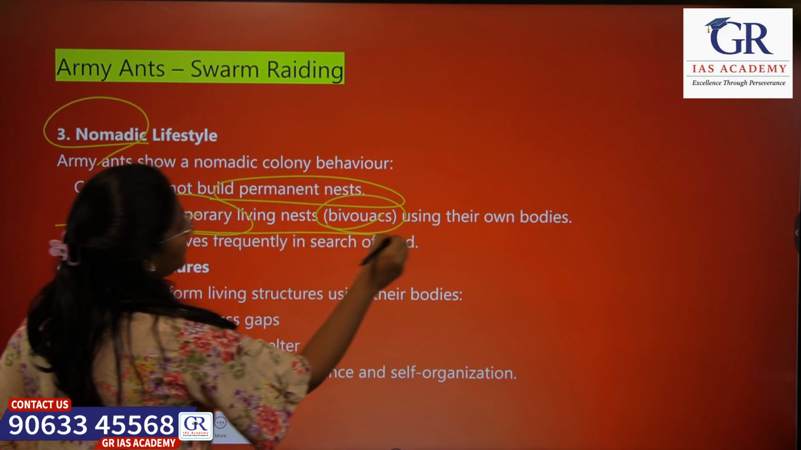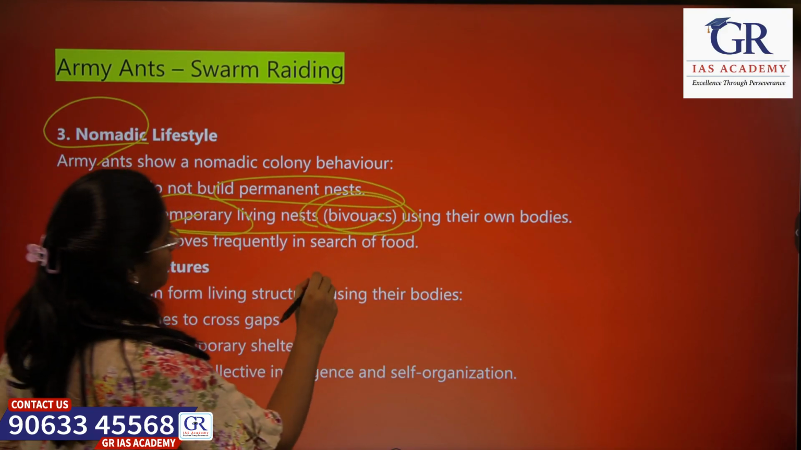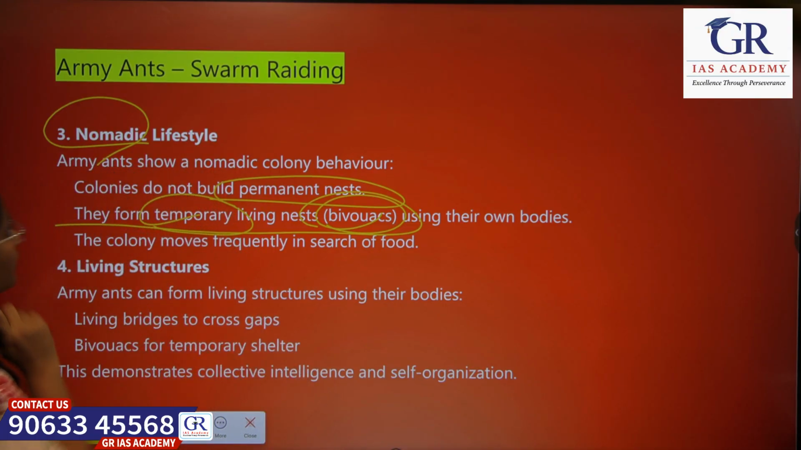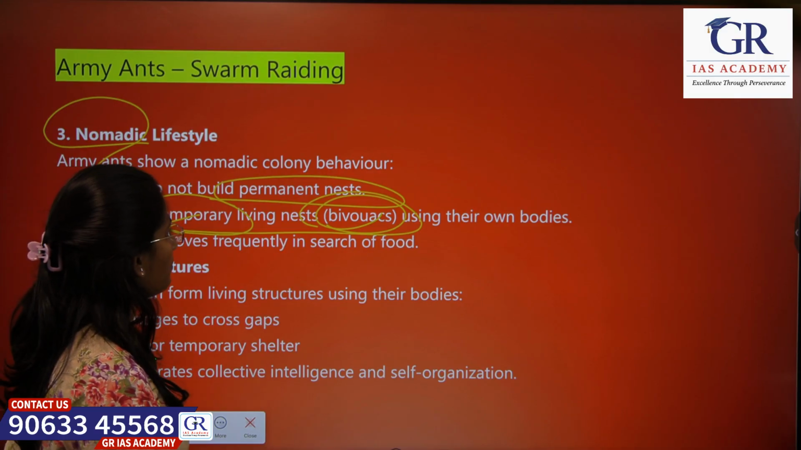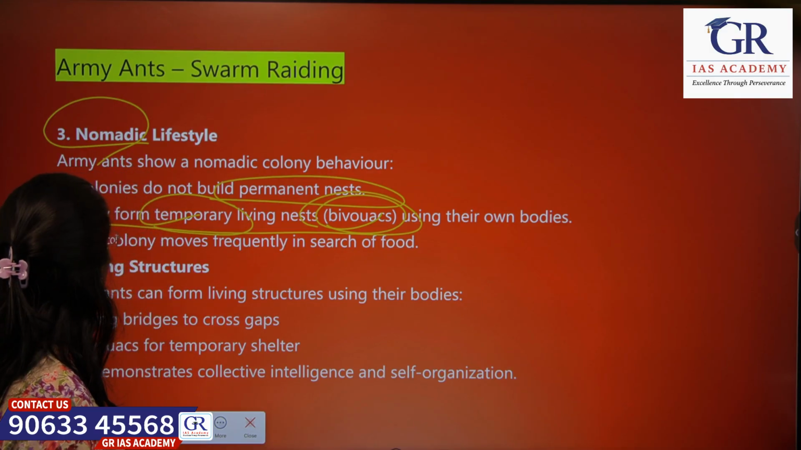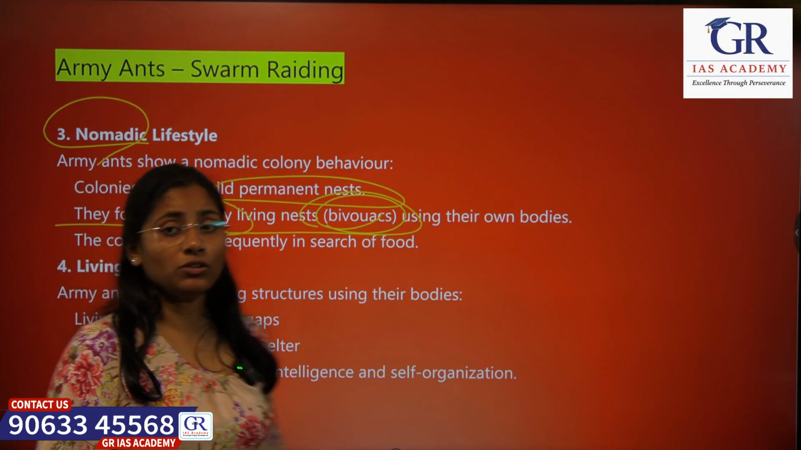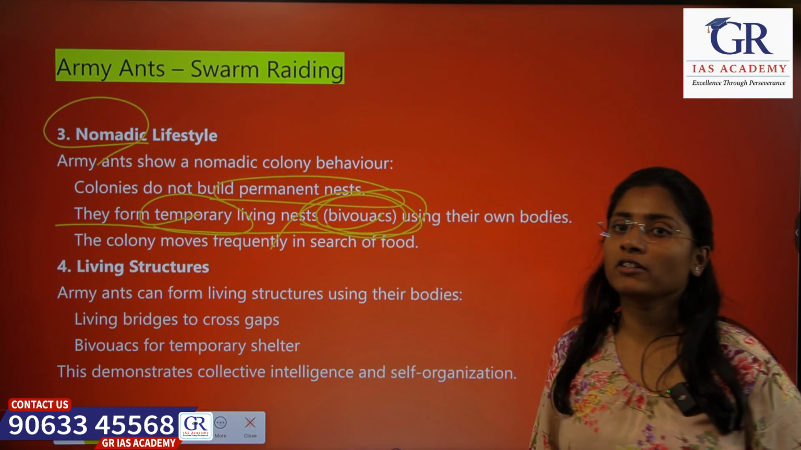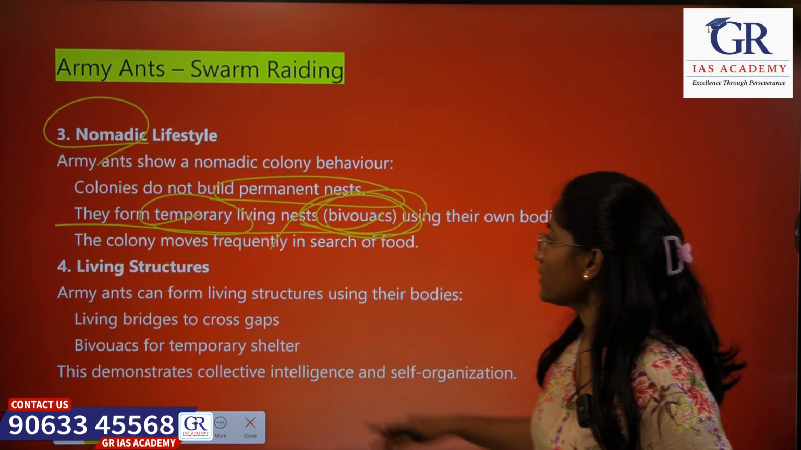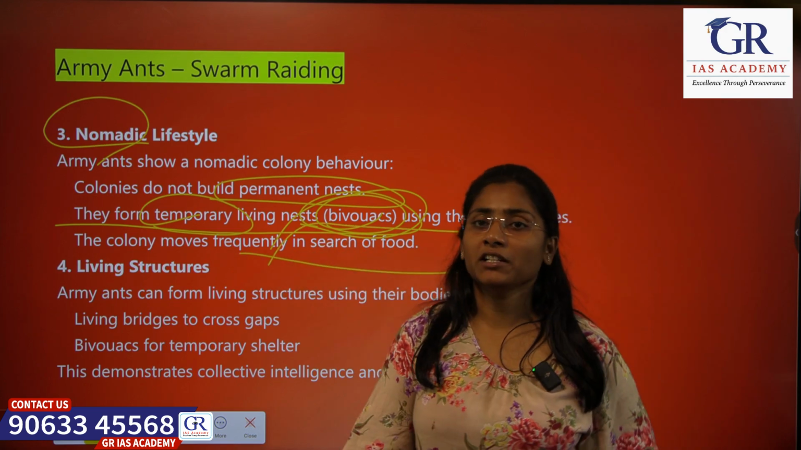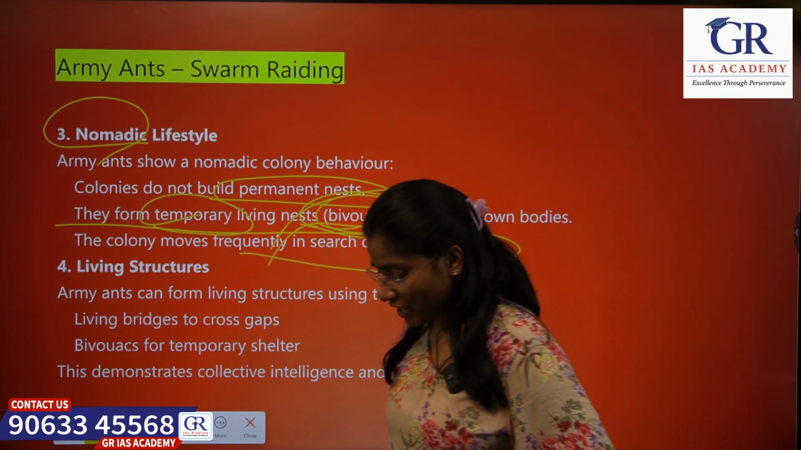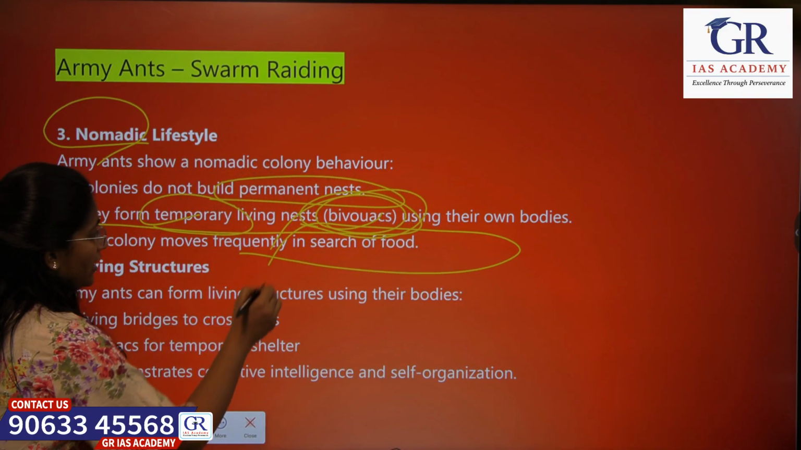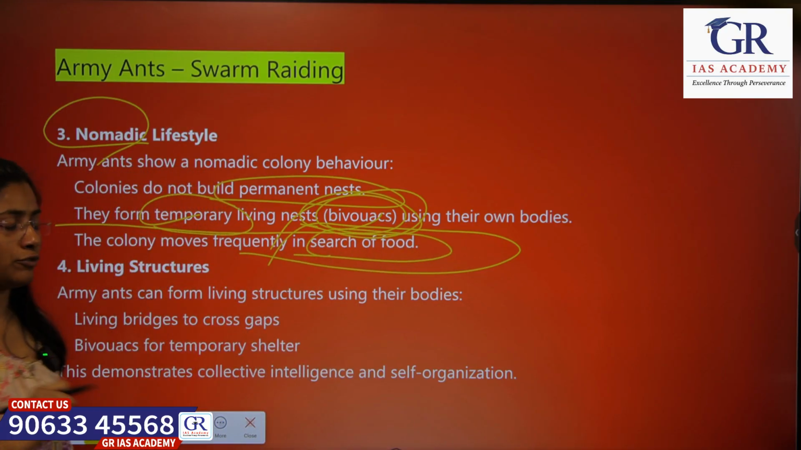They form a temporary nest called a bivouac. Bivouacs. Okay. So they form a temporary nest. Instead of living permanently at one place, they move frequently to search for food. So they don't have any permanent place to stay. They build a temporary nest and then they move in search of food.